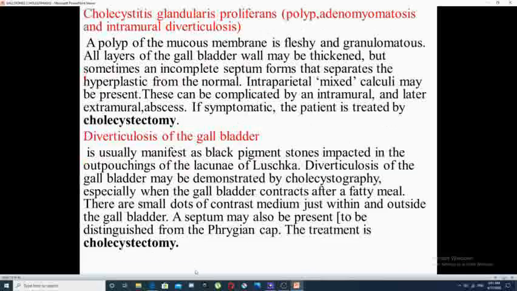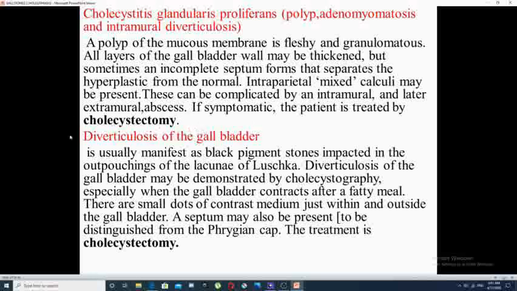Another entity is called cholecystitis glandularis proliferans. This is a complex entity in which there are polyps within the gallbladder, adenomyosis, and intramural diverticulosis. There is a polyp in the mucous membrane of the gallbladder with a granuloma, and all layers of the gallbladder will be thickened. Sometimes an incomplete septum may be formed, intraparietal calculi may be present, and these can be complicated by intramural abscess. If symptomatic, the gallbladder should be removed by cholecystectomy.